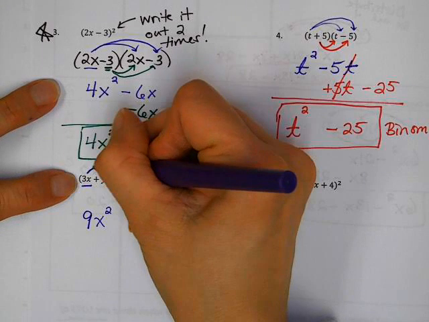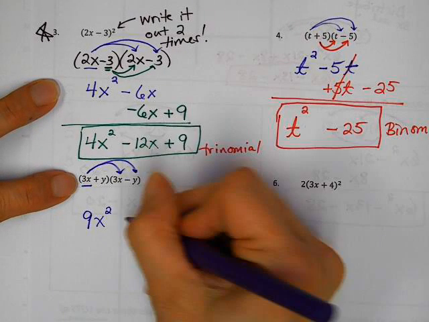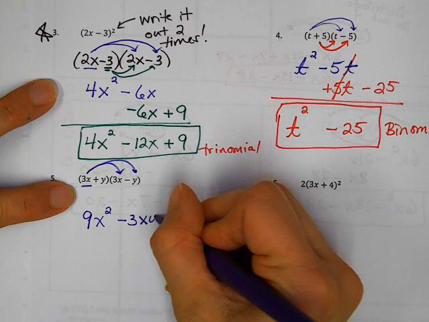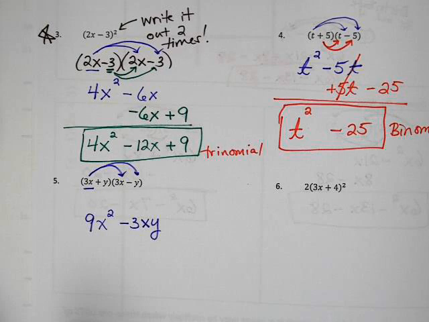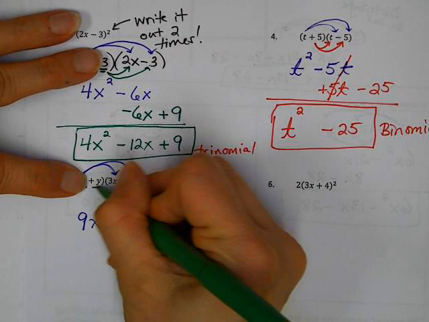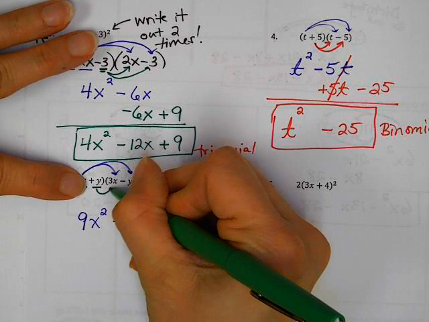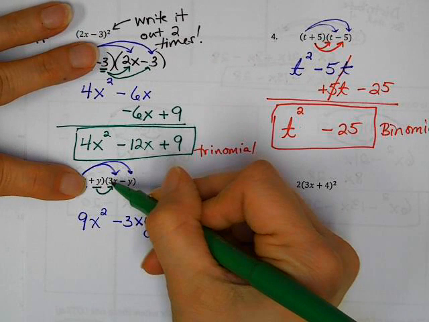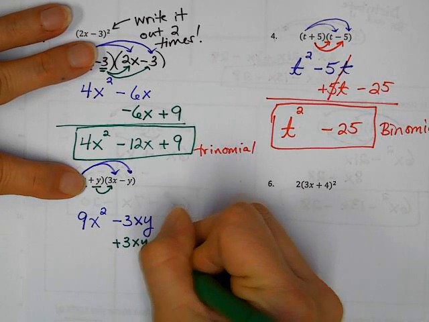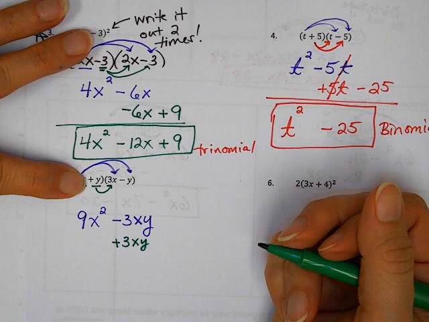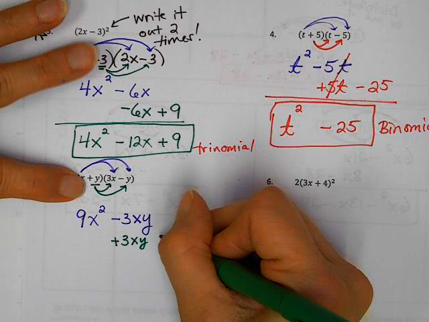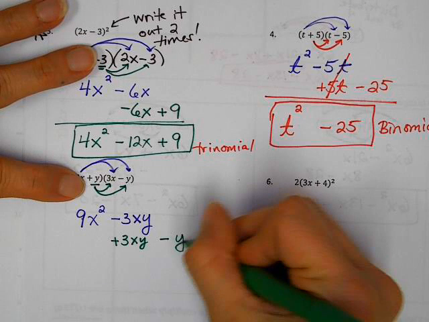Okay, 3 times negative y is negative 3xy. And then we have x times y. Okay, just go careful. Letters, numbers. Then I'll distribute a positive y. Positive times a positive is positive 3xy. I'll put xy's under xy's. And then a positive times a negative is negative y squared.